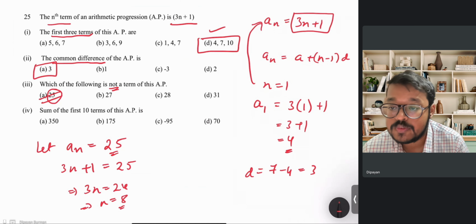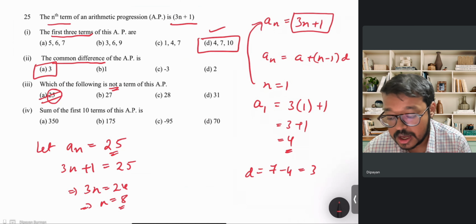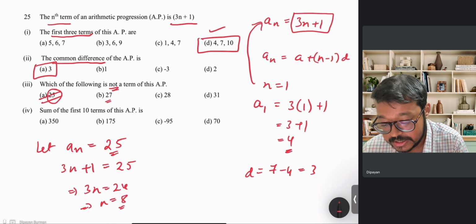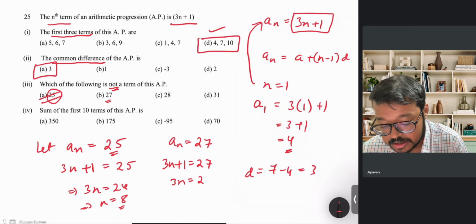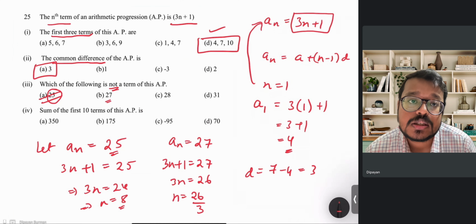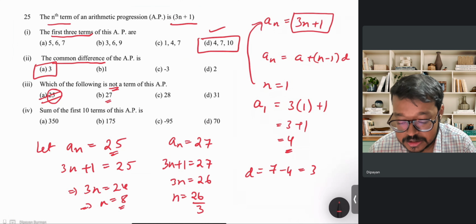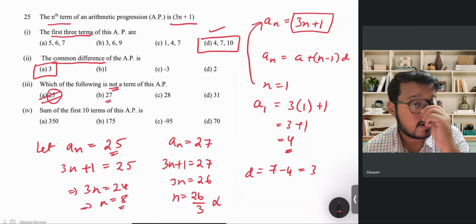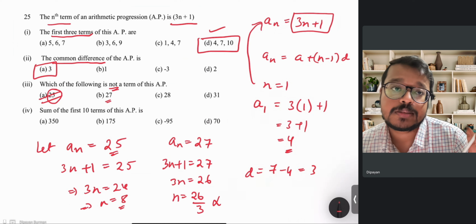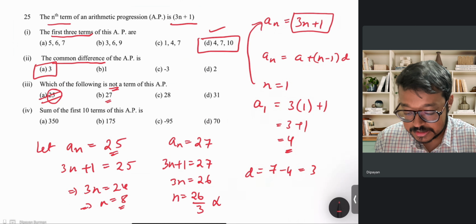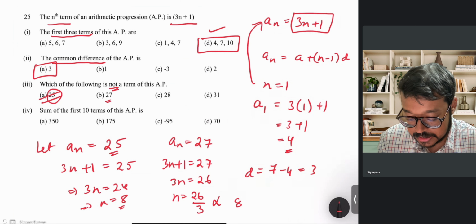I am trying to find which is not a part of the AP. So if I take the second option as 27, let the nth term be 27, then I get 3n plus 1 equals 27, 3n equals 26. So n equals 26 by 3, which is some sort of a fraction or decimal. It's not a natural number. So I cannot have something like 26 by 3, or if I write it as a mixed fraction, this will be 8 2/3.